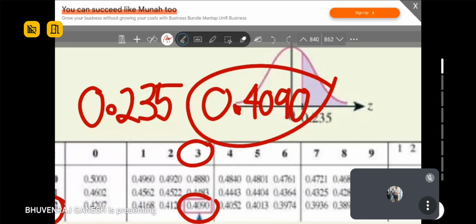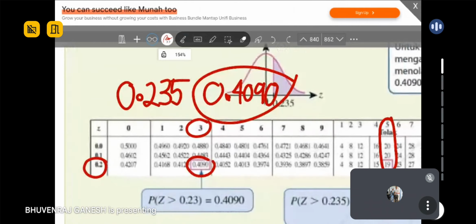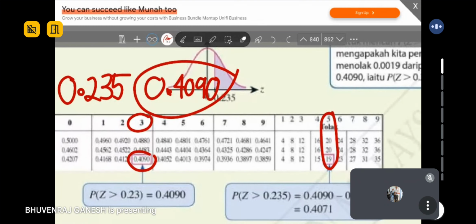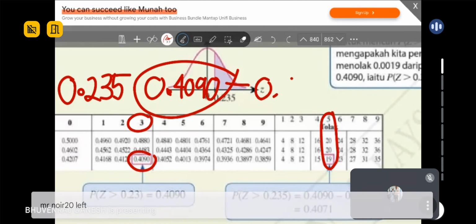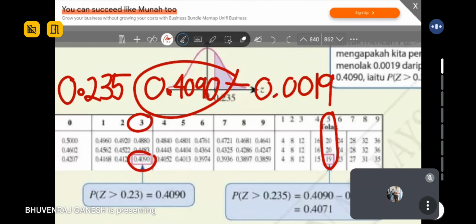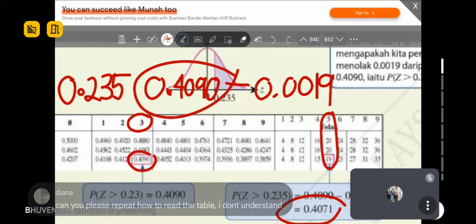Minus. Guys, you sure minus? Okay, correct. Yes, minus 0.0019. So you just need to minus 0.0019, then you will get the answer already. Dapat jawapan. So this will be your answer. Are you all clear, guys? Boleh dapat? How to read the table?